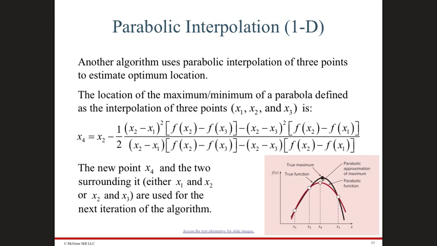Then you take that fourth location and the two surrounding it. So if that fourth location is greater than x1 and less than x2, then you use x1, x4, and x2. If you find that it is between x2 and x3, then you use x2, x4, and x3 as the new 3 points. Do the same again, and then you get x5. Look where x5 is, and use it with the two surrounding points. The result is you keep on fitting closer and closer until you fit the parabola very close to the location of the maxima or the minima.